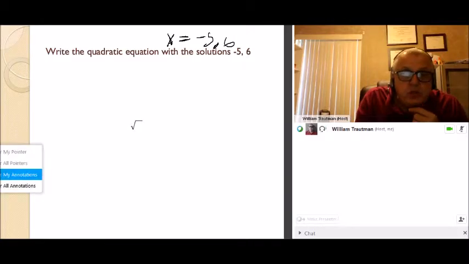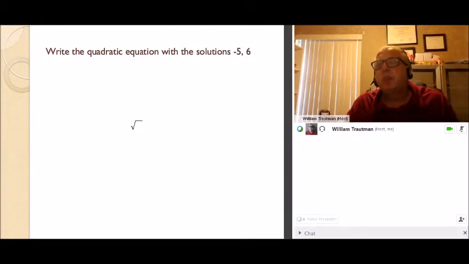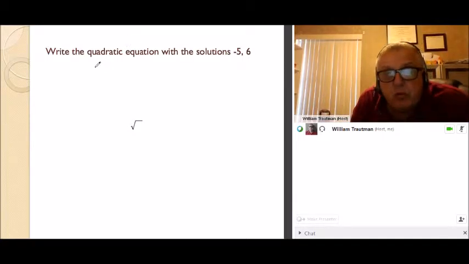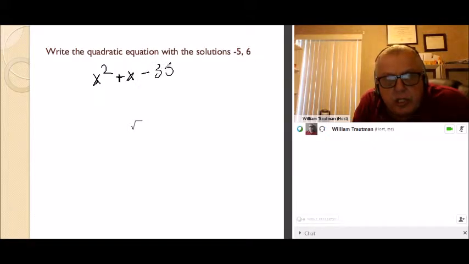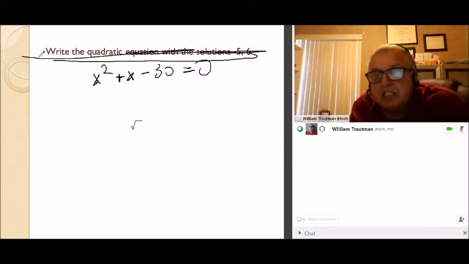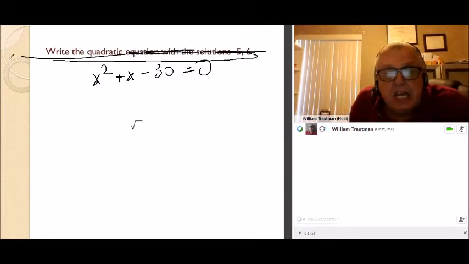So before we do this problem, let me show you a problem that we've done in the past. x squared plus 1x minus 30 equals 0. So this is not the problem we're doing right now. This is a problem from the past. And we were told to solve this.